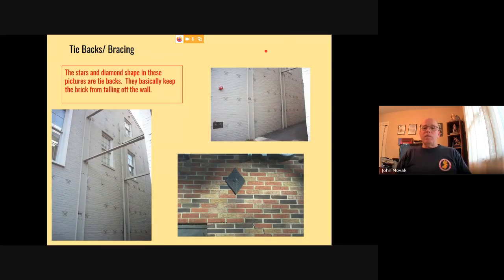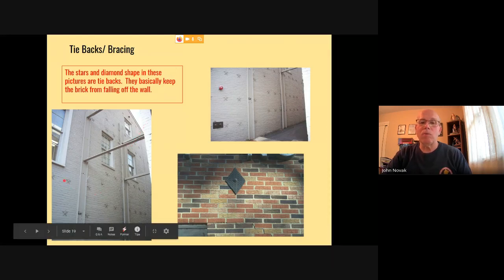All right, so here's something we don't see often, but they're known as tiebacks. The stars and the diamond shape in these pictures are basically there to keep the brick and the siding from falling off. The brick is attached to other masonry, but it's weakened. We don't want to have a curtain collapse. So with these stars, there are bolts and rods that go back into the masonry and are just holding the brick veneer onto the building.